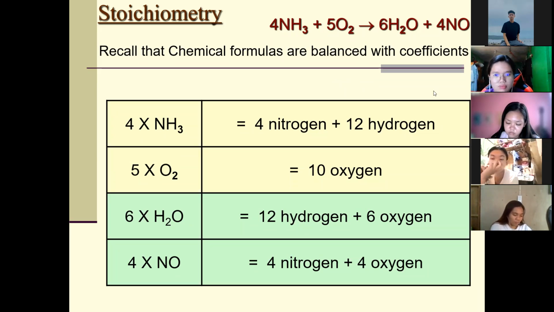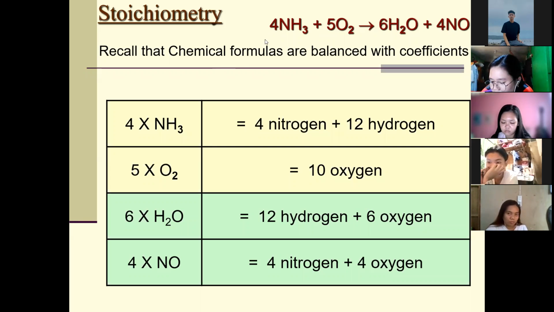Okay? Next, aside from the subscripts, you have there the coefficients. So the coefficients are the numbers right beside the chemical formula, and we use them during balancing. We do trial and error for this. Okay, we don't have a definite formula.